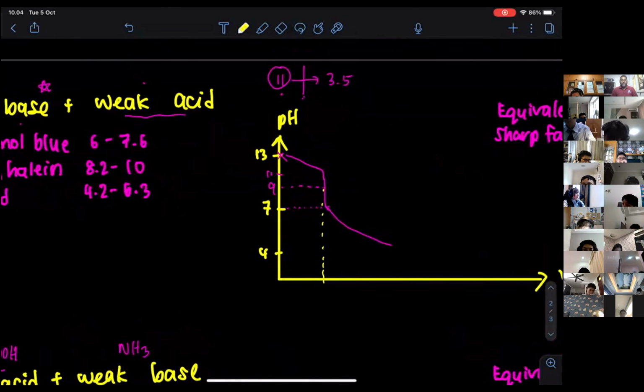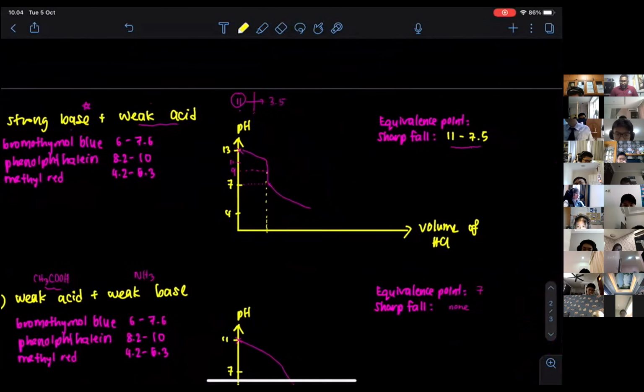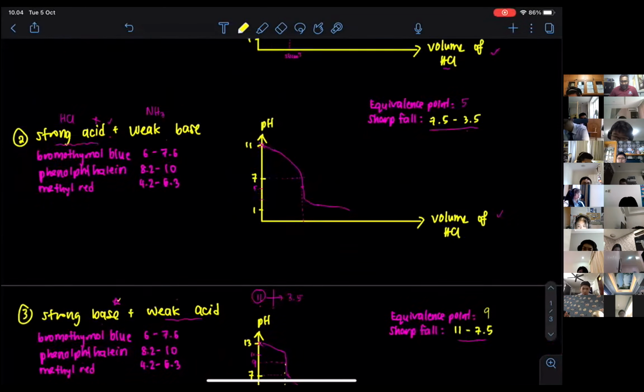It just simply tells us that at this particular volume, all the H plus has already reacted with the OH minus. That's the meaning. So you have the equivalence point now. Strong base and weak acid, strong base wins, so it's going to be 9. So this is how you sketch the graphs.